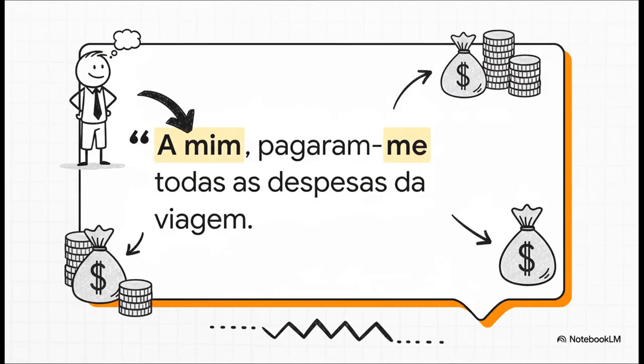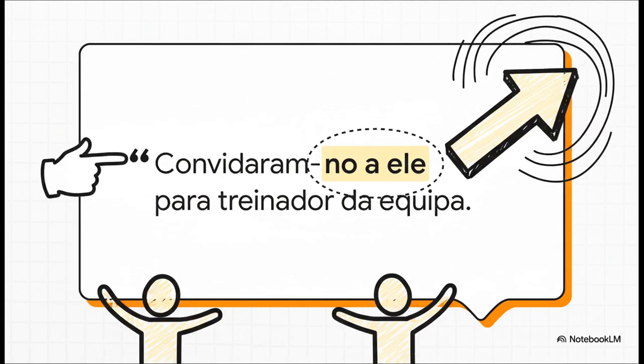Check this out. Pagaram minhas despesas just means they paid me the expenses. But adding a mim at the start, that's like saying, as for me, I'm the one they paid all the expenses to. Maybe they didn't pay anyone else, but they for sure paid me. The emphasis is just undeniable.